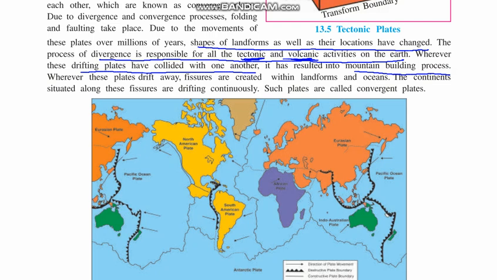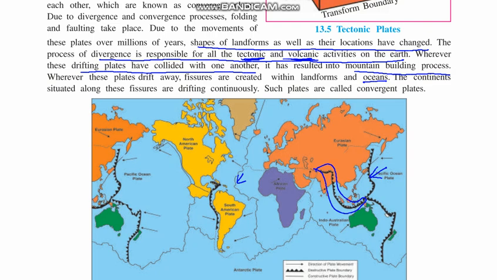You can see here these black color lines are the convergent plates, while the others are the divergent plates. Okay, so wherever they collide with each other, they will create mountains. You can see here there are plates which have created mountains, Himalaya ranges and so on, within landforms and ocean, right? So the mountains are created not only on the land but also in the oceans.